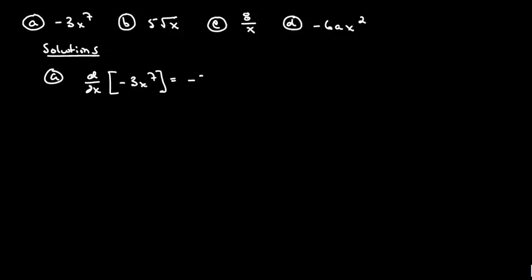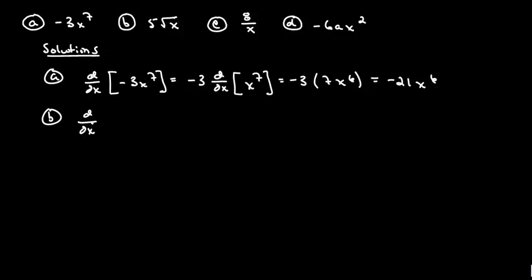out. So it's negative 3 d dx of x to the 7th. d dx of x to the 7th is 7x to the 6th. And of course, negative 3 times 7 is negative 21 x to the 6th.